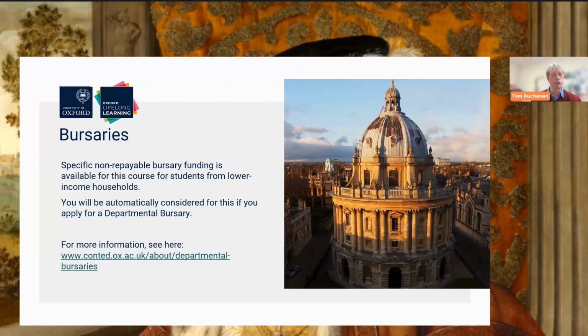It is worth mentioning that we do have some bursary funding available for student applicants. There's a link there if you're interested in looking into bursaries, you can follow up for more information. And that is something that if you're concerned about the cost of the course and your ability to take the course, then certainly do please follow up that link and look at what might well be available. Strongly advised.